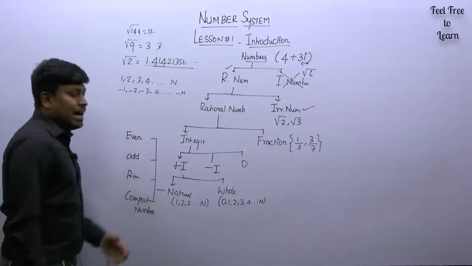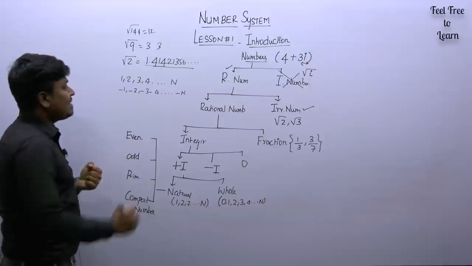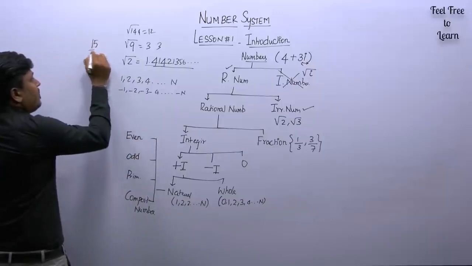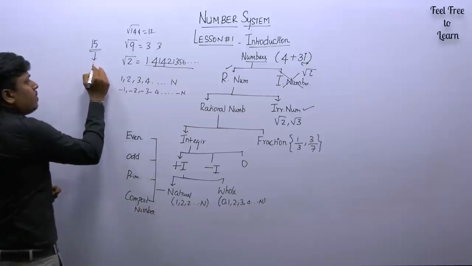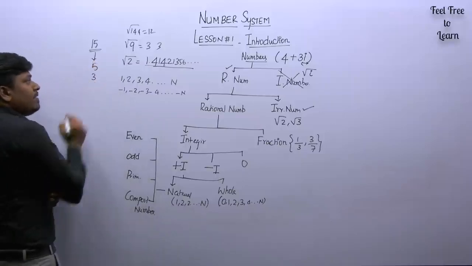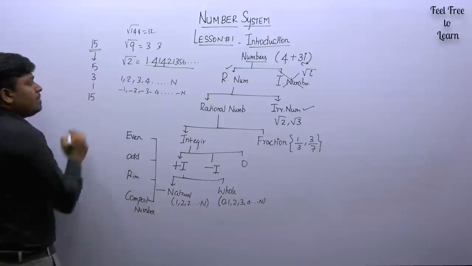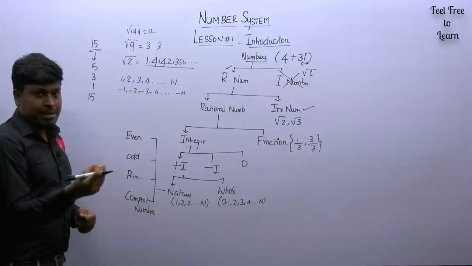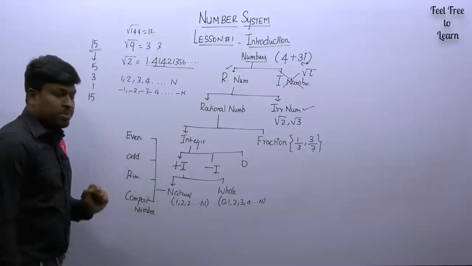A composite number is a number which has more than two factors. For example, let me take the number 15. How many factors do we have? 5 into 3 will be 15, 3 into 5 will be 15, 1 into 15 will be 15, 15 into 1 will be 15. So a number which has more than two factors is called a composite number.